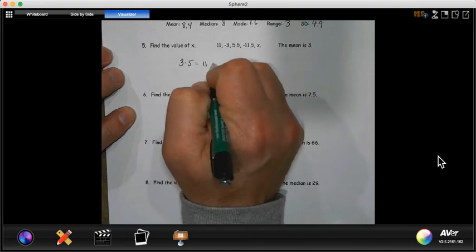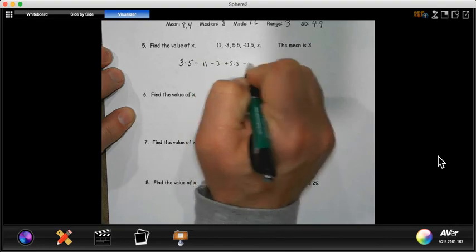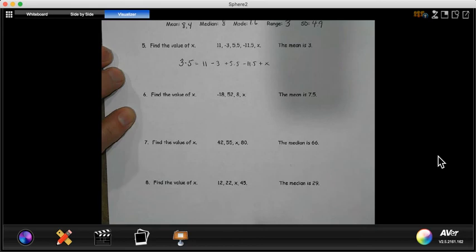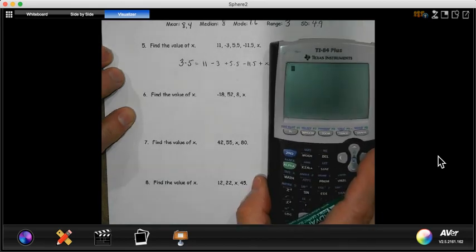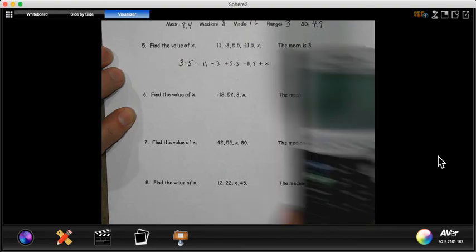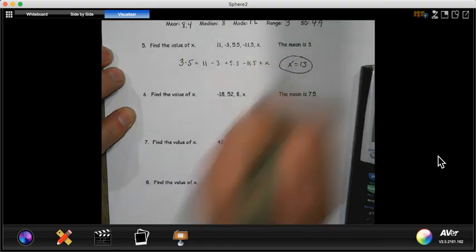What's 11 minus 3 plus 5.5 minus 11.5 plus x? So now I just solve this little mini equation. So 3 times 5 is 15. So then I'm going to do the opposite. So I got a minus 11, then add 3, then minus 5.5, and then add 11.5, and I get x has to be 13. And I'm done.